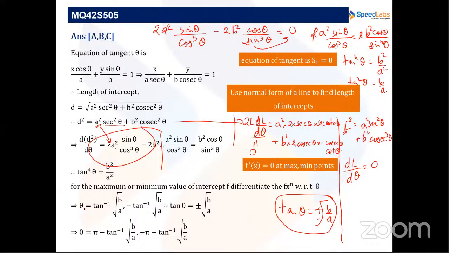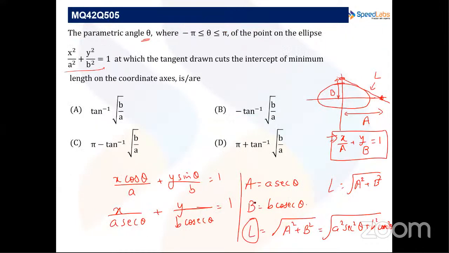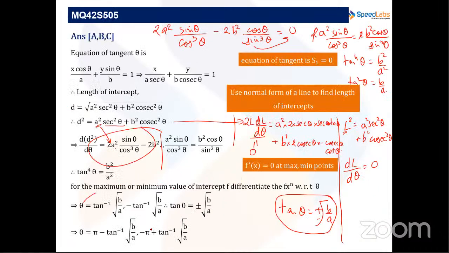So we will be having different values of theta. First, theta will be equal to tan inverse root b by a, or theta equals minus tan inverse root b by a. So from this, our option A is correct, option B is correct, and C is also correct, because pi minus tan inverse root b by a will come out to be the value when you use the basic inverse trigonometry.